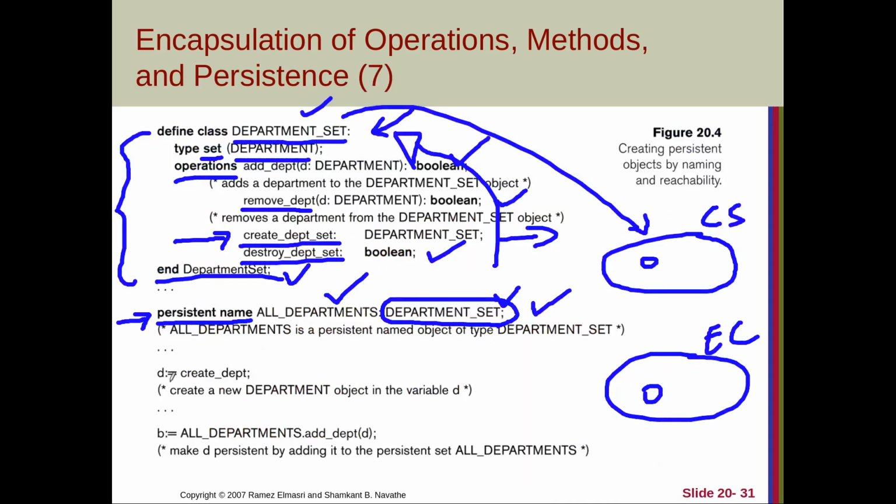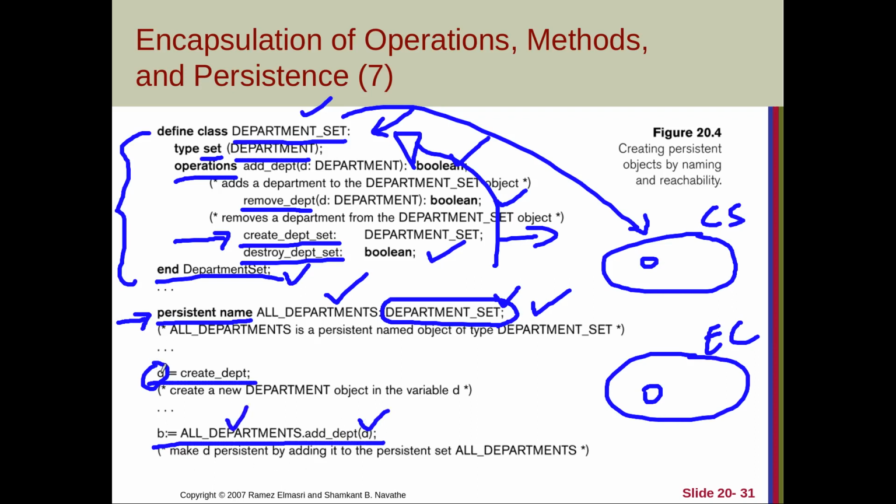Okay, now d equal to create department, so I will be creating a department. D equal to create department, it will create a department. Then b is equal to all departments dot add department. All departments is the persistent object name, dot add department of d. So whichever department that is created now will be added into all departments. Now this d is reachable. Okay, d is reachable through all departments.